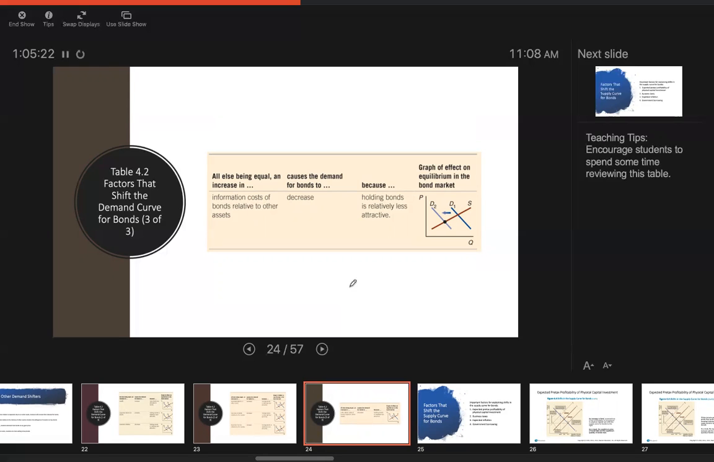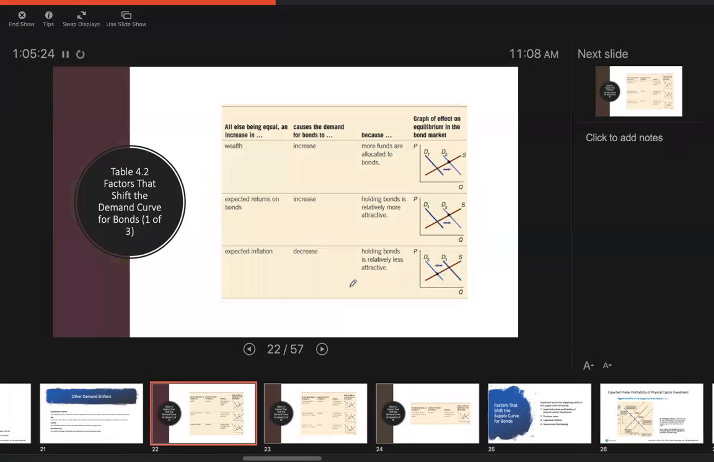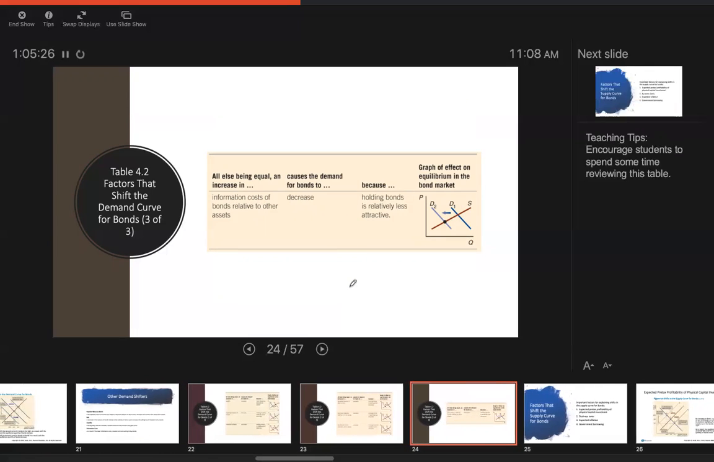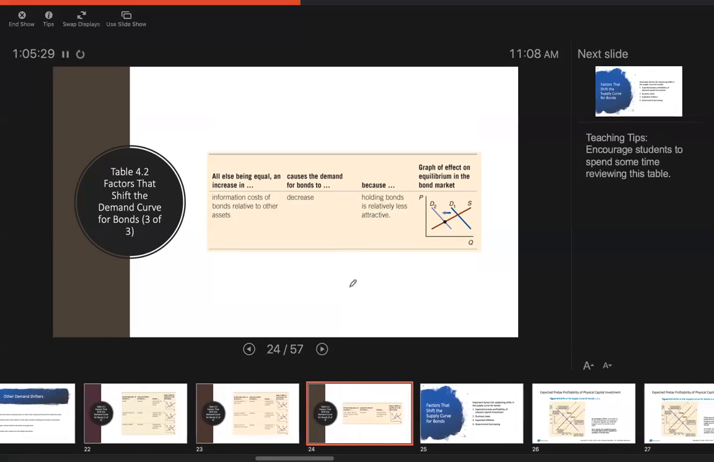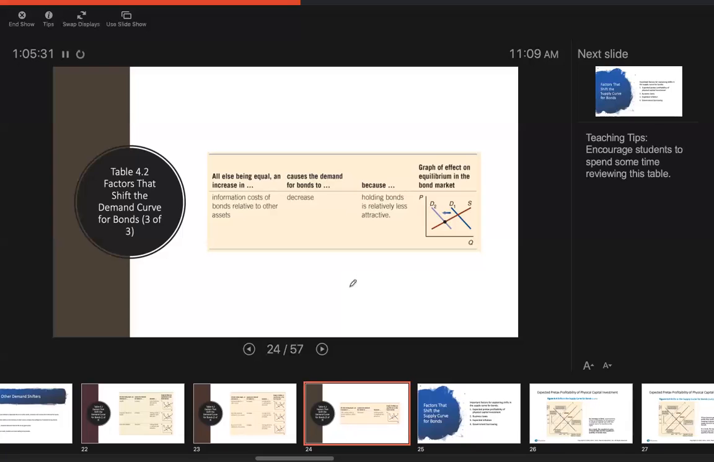If any other factors that we discussed here change, right? We've discussed 7 different factors that could change the demand for bonds. If any of those factors changes, that's represented by shifts in the demand curve. Okay? And the direction of the shift depends on whether these bonds are becoming more attractive or less attractive. Okay.